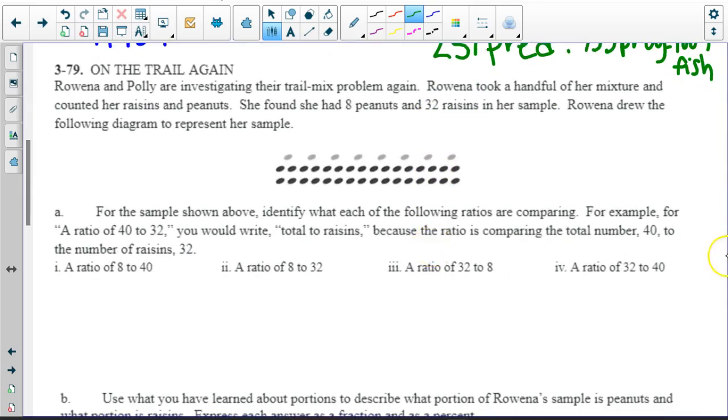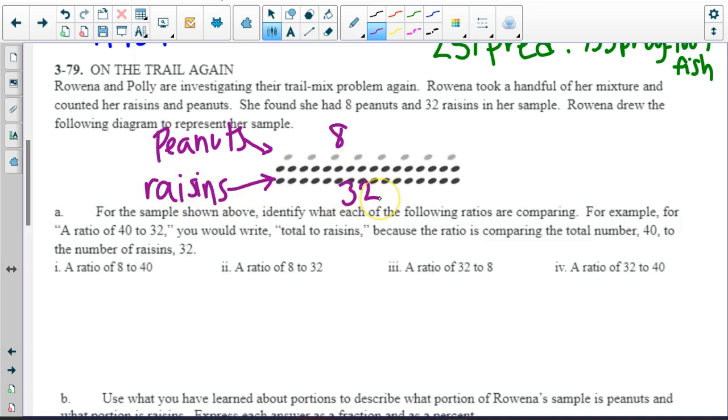All right, next down here it says Rowena and Polly are investigating their trail mix problem again. Rowena took a handful of her mixture and counted her raisins and peanuts. She found she had 8 peanuts and 32 raisins in her sample. Rowena drew the following diagram to represent her sample. So let's do some labeling real quick. This top line, that's representing her peanuts, and she said there are 8 of them. This bottom is representing her raisins, and she said there are 32. Well, total, she has 40 pieces of her sample.